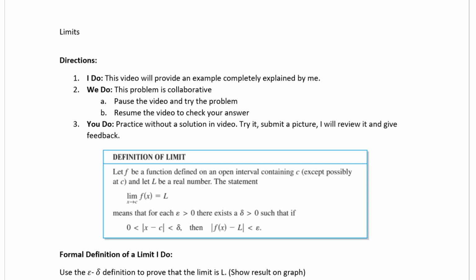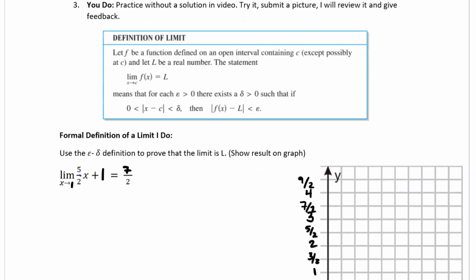Today we're going to look at the formal definition of a limit. Since this structure is new to us, I'll just review how this is going to work. We're going to have three sections: the I do section, which is the section that I will do; the we do section, which is going to be a collaborative problem. That means that you're going to try it first and then watch the video solution afterward to check your answer. And lastly, we have the you do section, which will not have a solution for you and that you'll have to complete and turn in.